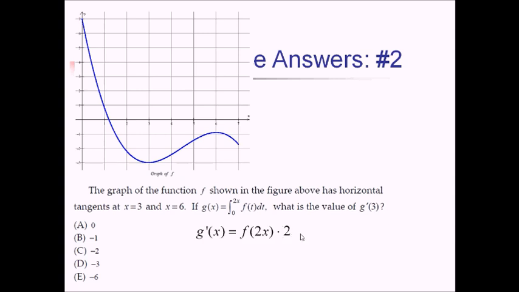All right, so now we need to do g prime of 3. So that's going to be 2 times f of 2 times 3. So that's 2 times f of 6. F of 6 right here, that's the y value at 6, so that's negative 1, more or less. So we've got 2 times negative 1, which is just negative 2, which gives us answer choice C.